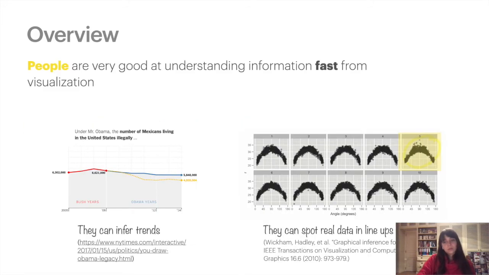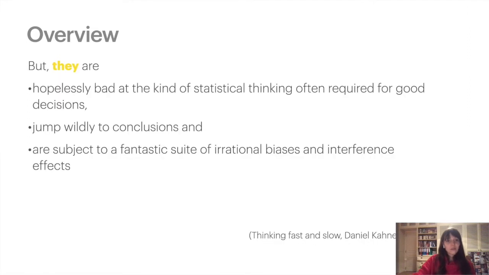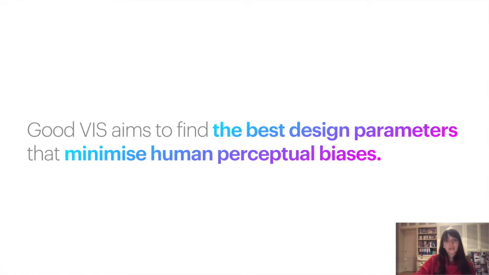So generally, people are very good at getting information fast from visualization. They will infer trends when they look at the line chart. They can spot real data in lines of fakes. I'm sure everybody has their own experiences with information visualization. However, people also jump widely to conclusions and are hopelessly bad at the kind of statistical thinking required for good decisions. And there's so many irrational biases and interference effects. So in many ways, good visualization aims to find the best design parameters that minimize human perceptual biases.